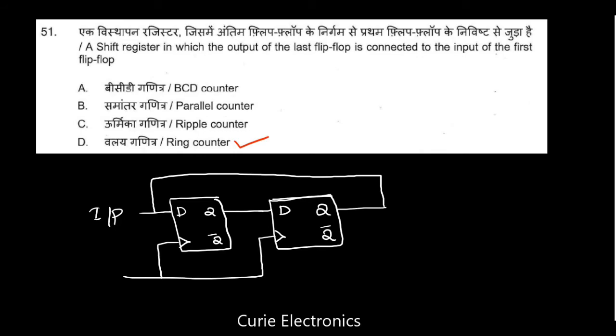Ring counter will have n states. Here, if there are 2 flip-flops, 2 states are there. Like that, if you have 3 flip-flops, it will have 3 states. N equal to number of flip-flops. I am trying to finish one question in 1 minute, so I'm not explaining more. So for a ring counter, if we use 3 flip-flops, it has got 3 states.